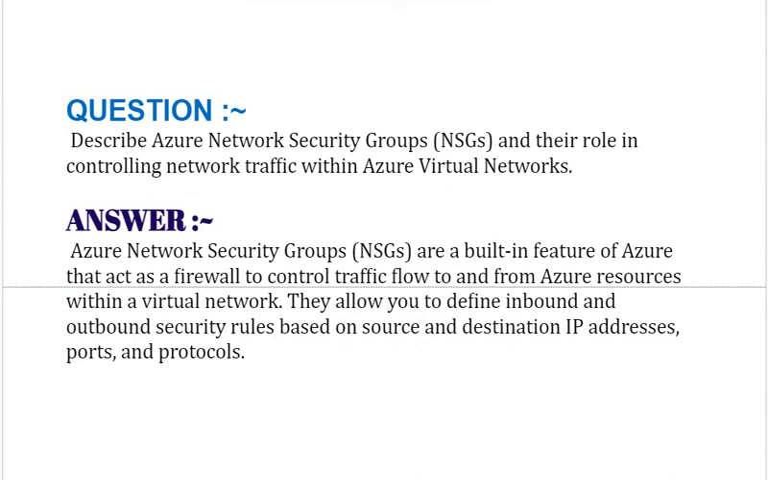Our next interview question is, describe Azure Network Security Groups (NSGs) and their role in controlling network traffic within Azure Virtual Networks. Your answer should be: Azure Network Security Groups (NSGs) are a built-in feature of Azure that acts as a firewall to control traffic flow to and from Azure resources within a virtual network. They allow you to define inbound and outbound security rules based on source and destination IP addresses, ports, and protocols.